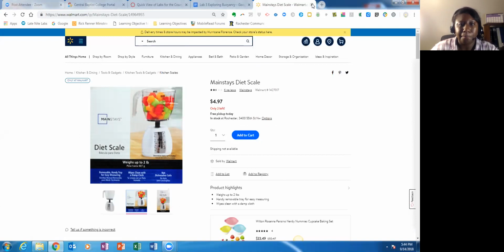Actually, it's also a useful little scale too, in case you want to use it, or you can sell it to some students for the next class.